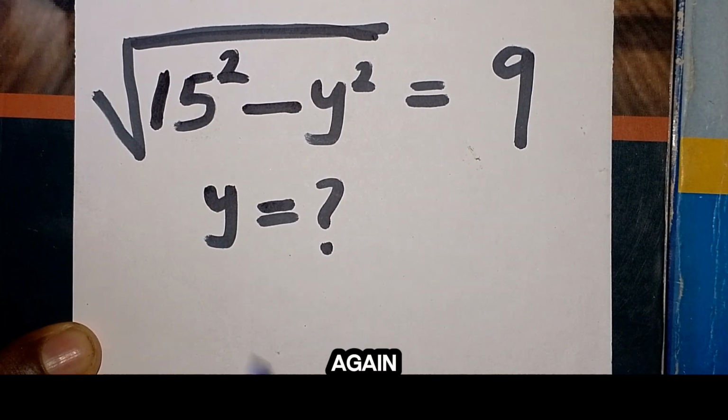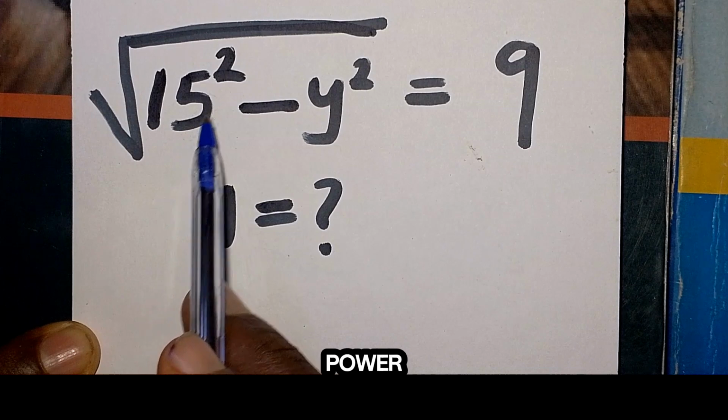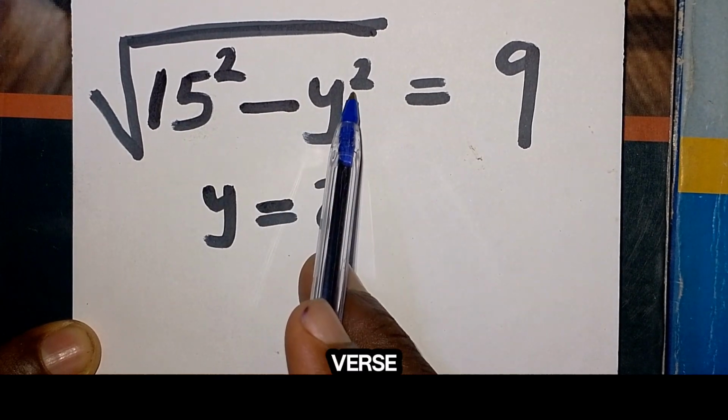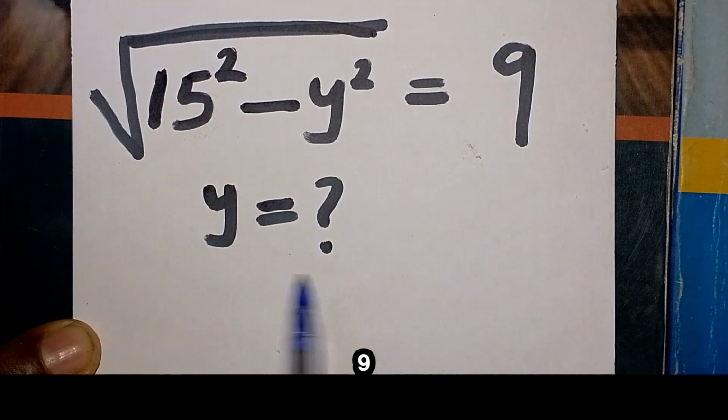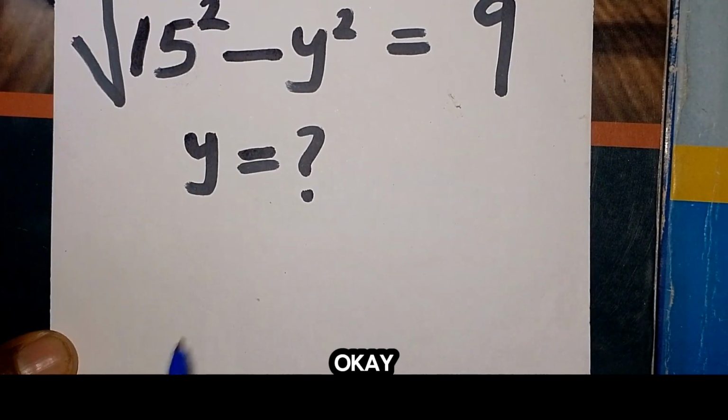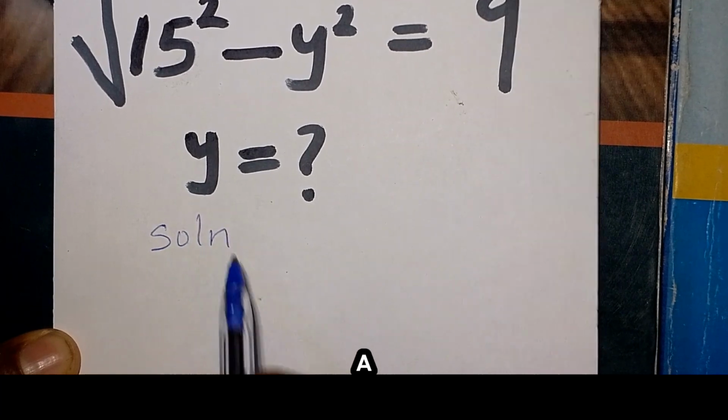Welcome once again. Let us solve (15^2 - y^2)^(1/2) = 9. Find y. Okay, so it is quite easy. So we have a solution, all right?